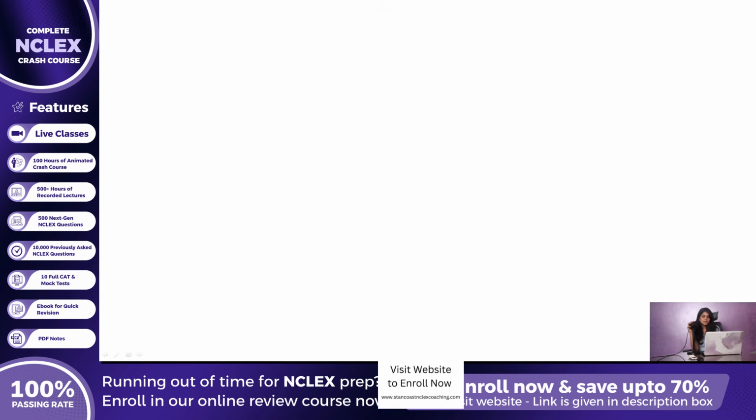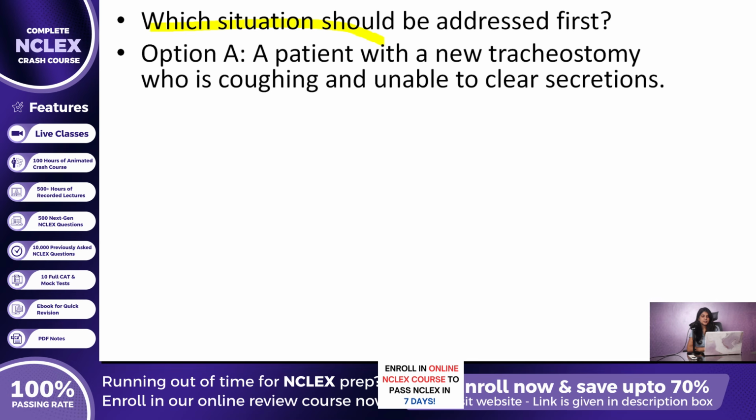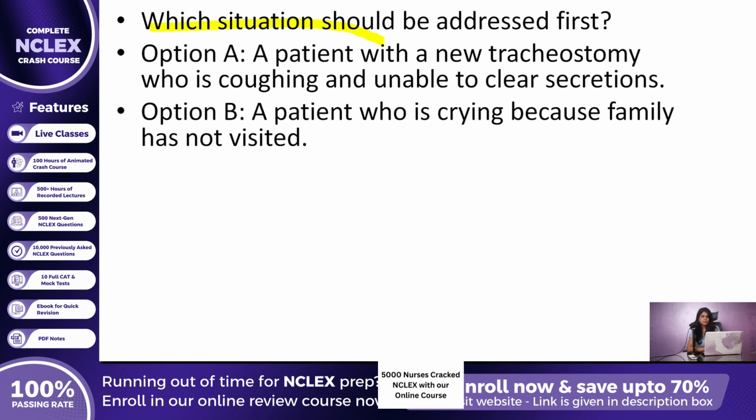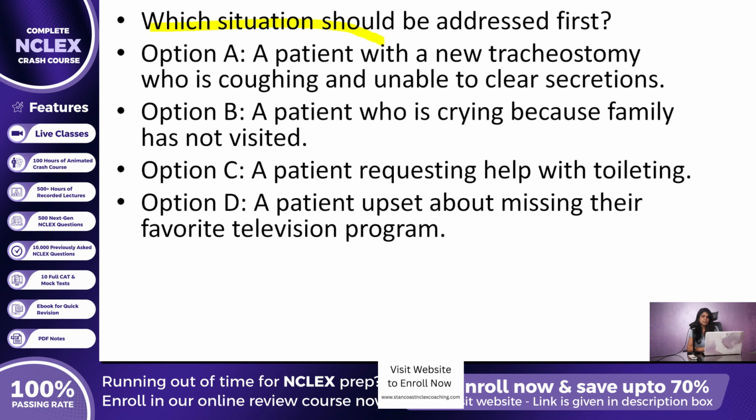Question 5. Now let us prioritize again. Which situation should be addressed first? Option A, a patient with a new tracheostomy who is coughing and unable to clear secretions. Option B, a patient who is crying because family has not visited. Option C, a patient requesting help with toileting. Option D, a patient upset about missing their favorite television program.